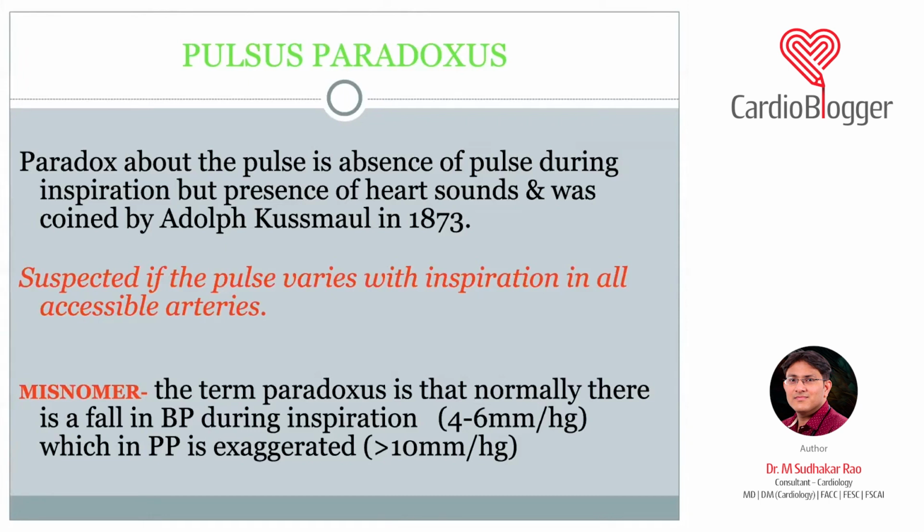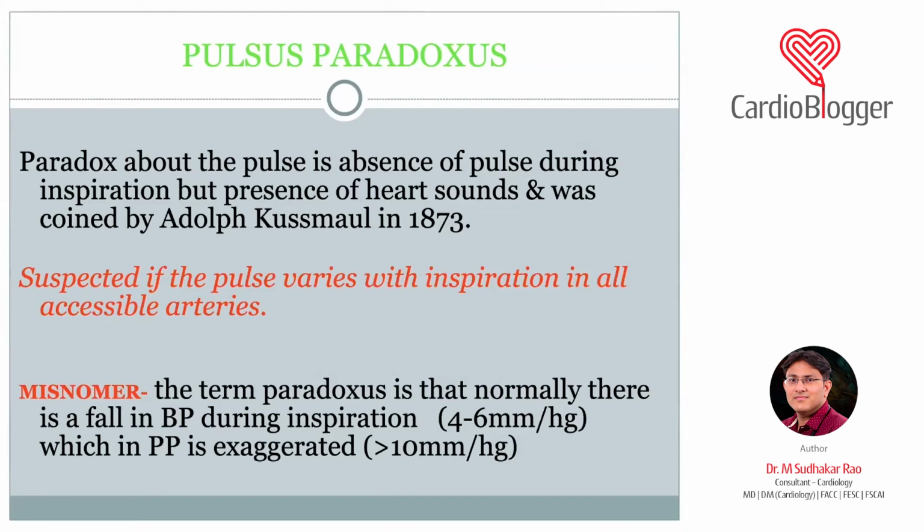When do you suspect a paradox? It is suspected if the pulse varies with inspiration in all the accessible arteries. You feel for the pulse, but the pulse is varying with inspiration and expiration. It means there can be an underlying paradox. Also, when we see a monitor, you can see the pulse waveforms. If on inspiration and expiration there is too much variation in a patient in ICU, a patient with shock, you should always suspect paradox. Not only the pulse wave and saturation waveform, you can also see the BP waveform. Even a BP waveform will vary with inspiration and expiration. In a shock patient in ICU, you should always suspect that some paradox may be there.